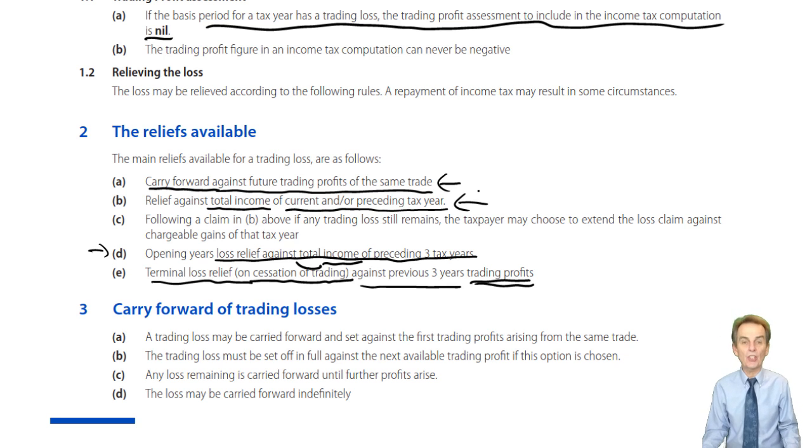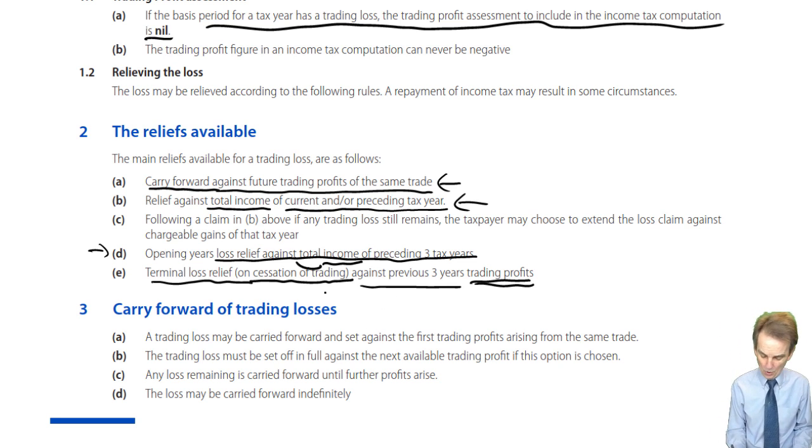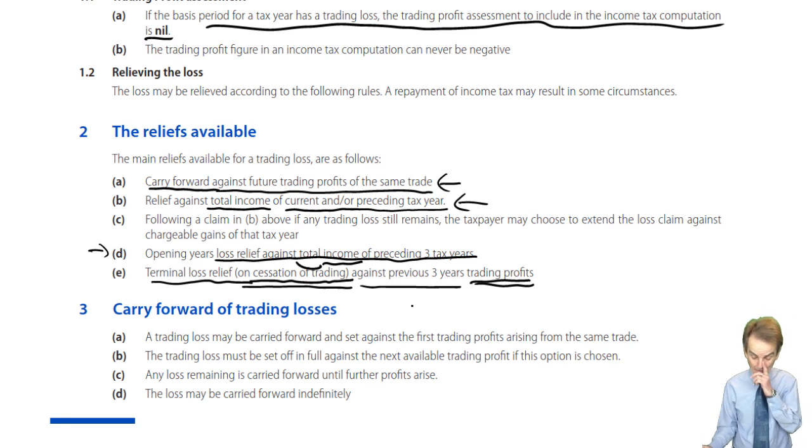If, of course, you are ceasing to trade, as per this one, cessation of trade, then there's no future trading profits to carry the loss forward to, which is why here our terminal loss relief says, right, okay, if you've ceased trading, there is no future trading profit. I tell you what, we'll allow you to go back against the trading profits of the previous 3 tax years, giving you a better opportunity to gain some use out of that loss. Because if you can't use it in any of these ways or any other ways, then that's it. Any unused loss will otherwise lapse.